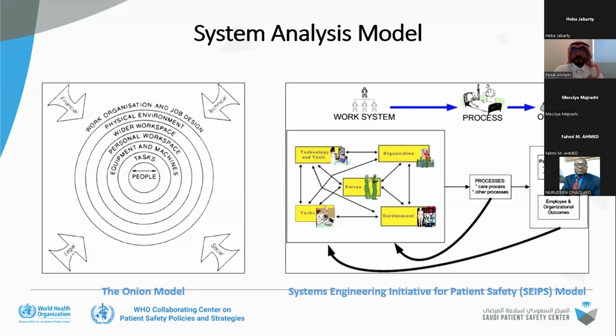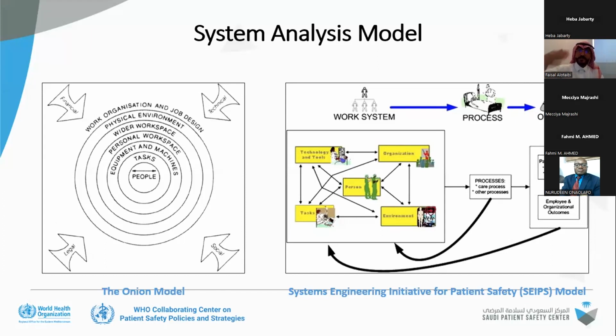On the left side, we have what's called the Onion model, and on the right side, we have the System Engineering Initiative for Patient Safety, the SEIPS model. On the left side, as we can see, in the middle of this model are the people, the patient and healthcare provider, and how they interact with each other. Then we think about how the healthcare provider is carrying out the task.